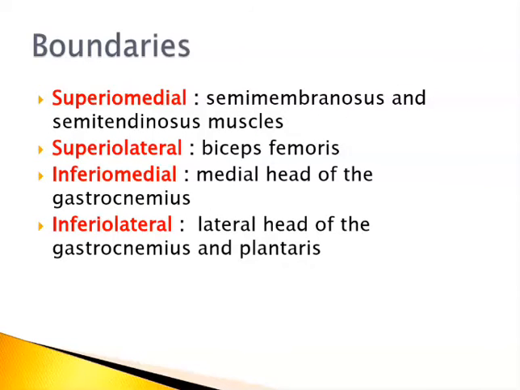Boundaries. Superomedial boundary is formed by 2 muscles, and they are semitendinosus and semimembranosus. Superolateral boundary is formed by muscle, that is biceps femoris. Inferomedial boundary is formed by medial head of gastrocnemius, and inferolateral boundary is formed by lateral head of gastrocnemius and plantaris.